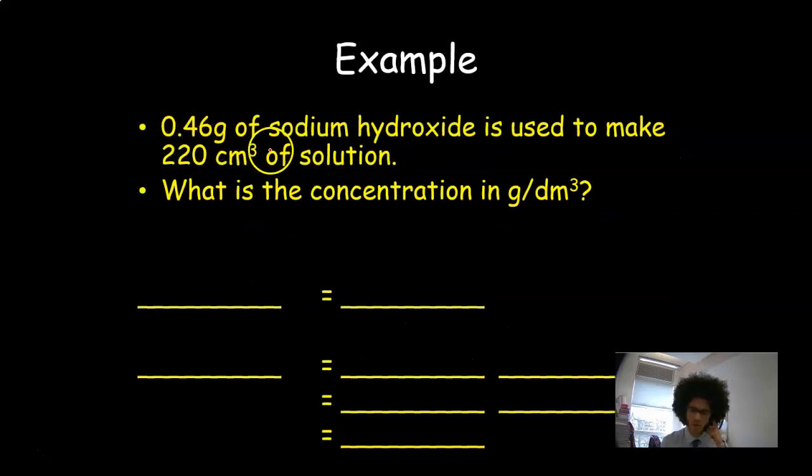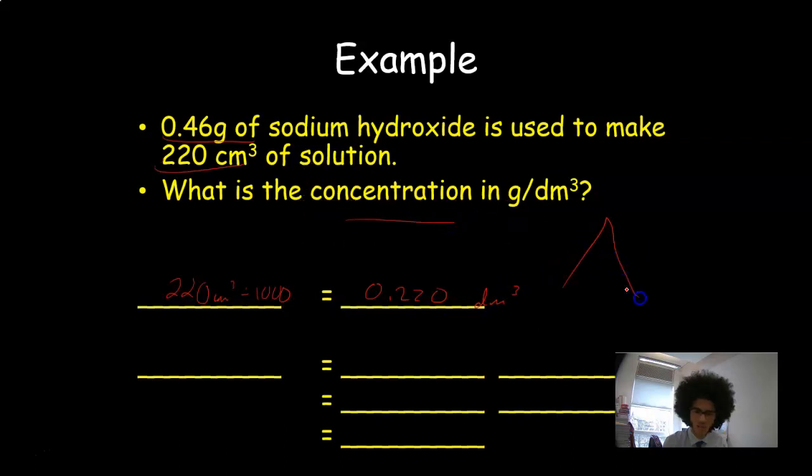0.46 grams of sodium hydroxide is used to make 220 centimeter cubed of solution. What is the concentration? The first thing I have to do here is a conversion. I've got 220 centimeter cubed. I want that in decimeter cubed, so I have to divide by 1,000, which gives me 0.220 decimeter cubed. I then have to work out the equation for concentration. It's the same as the previous question: mass, concentration, volume. So my concentration equals mass divided by volume.